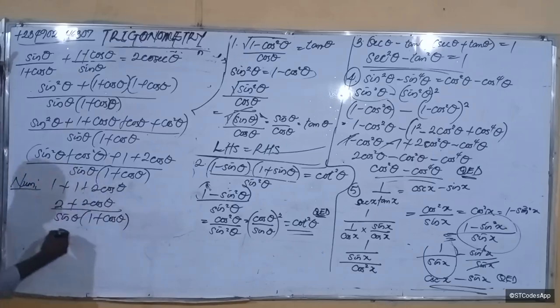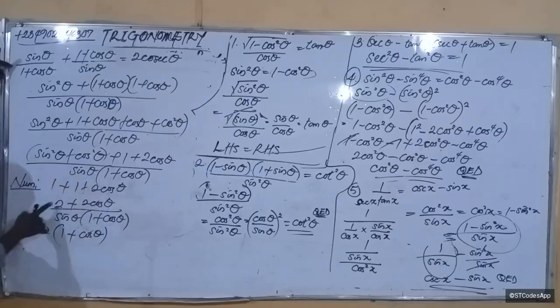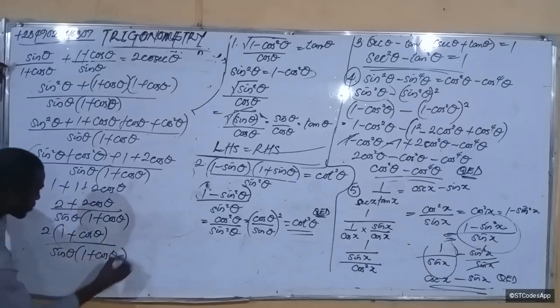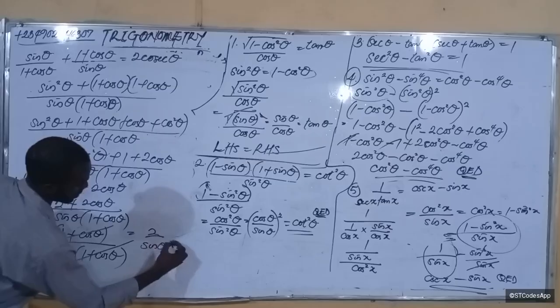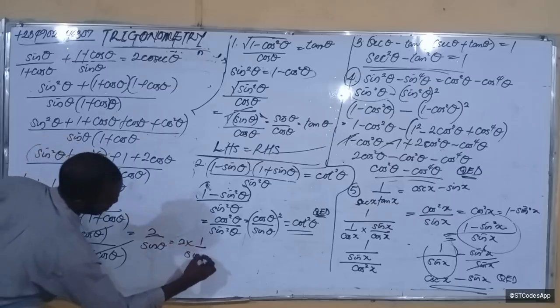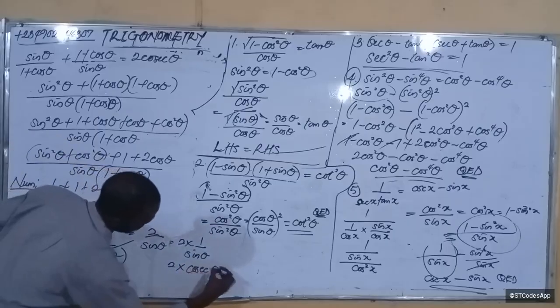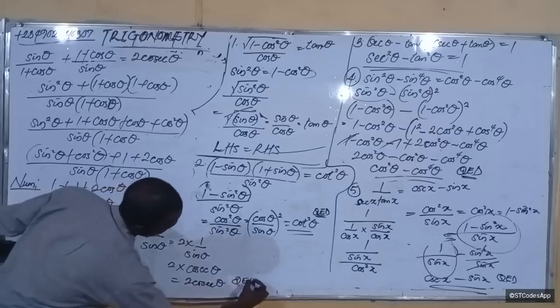Okay, we can factor out 2. Let's factorize 2 here. 2 into bracket 1 plus cos theta. Yes, 1 plus cos theta 2 times. Yes. So you can see already that we have gotten our answer. Sine theta over 1 plus cos theta. So this can take care of this. So we have 2 over sine theta. That is 2 times 1 over sine theta. That is 2 times, what is 1 over sine theta? Cosec theta. So the answer is 2 cosec theta, QED.